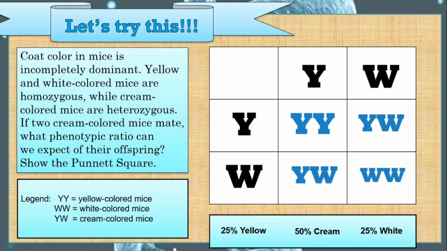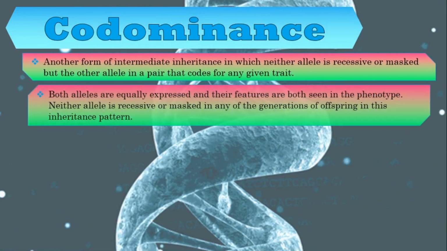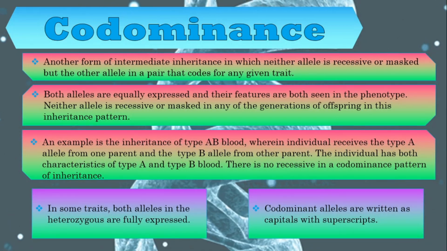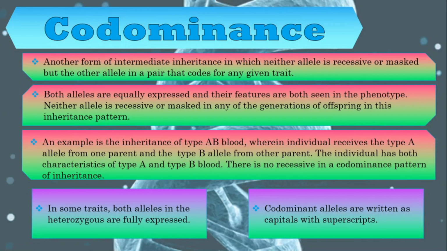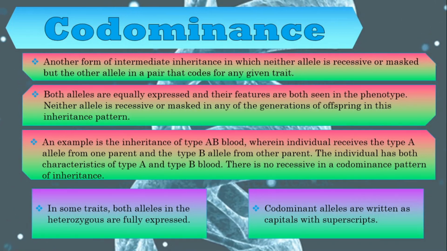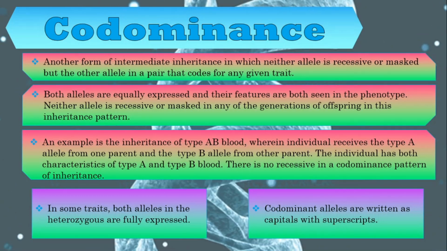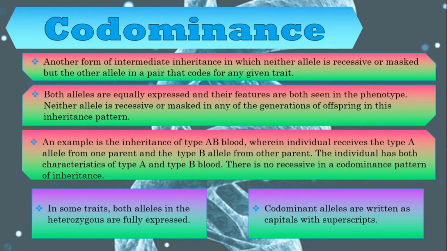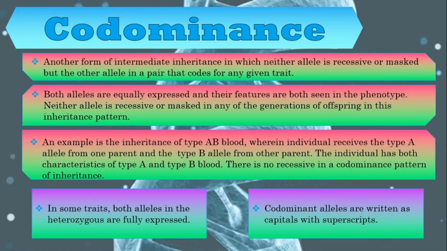So let's proceed to the next pattern of inheritance, codominance. Codominance is another form of intermediate inheritance in which neither allele is recessive or masked, but both alleles in a pair code for any given trait. Both alleles are equally expressed and their features are both seen in the phenotype. Neither allele is recessive or masked in any generation of offspring in this pattern of inheritance.